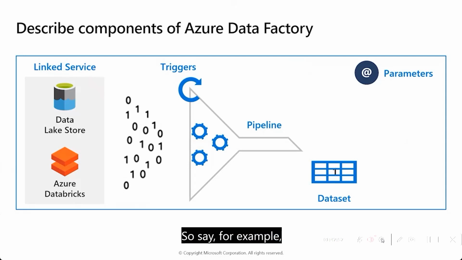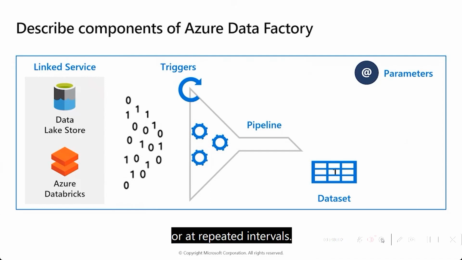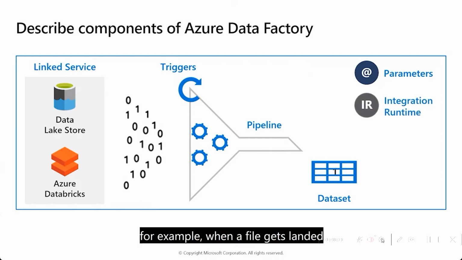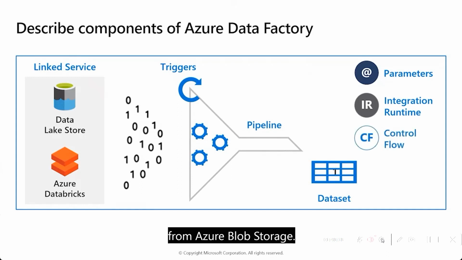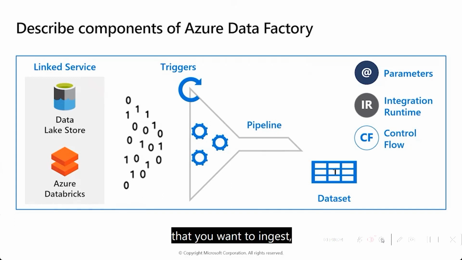Say, for example, we can trigger a pipeline to run every Saturday night or at repeated intervals. We can also trigger a pipeline to run every minute or every hour, or when an event occurs. For example, when a file gets landed into Azure Data Lake Storage, or a blob gets deleted from Azure Blob Storage. Now, datasets in Azure Data Factory represent the data that you want to ingest, so the input data, and store, so the output data.